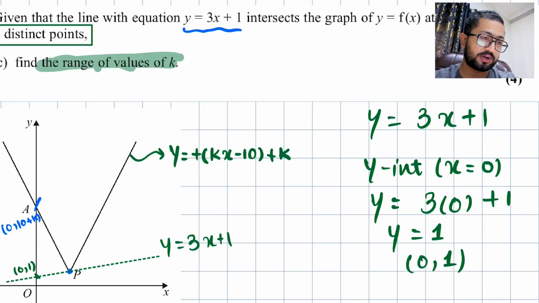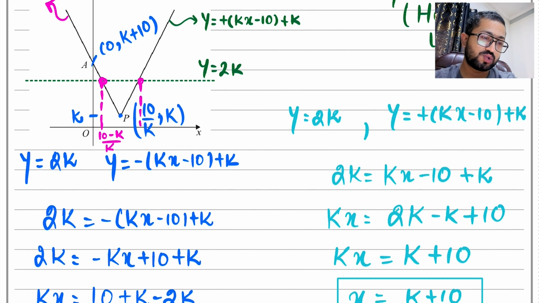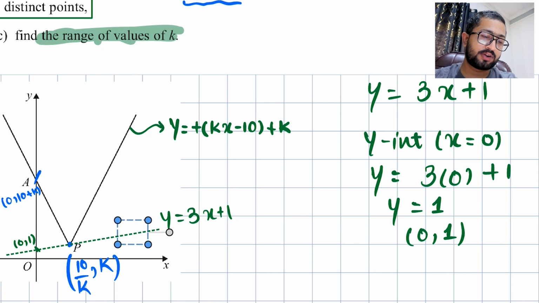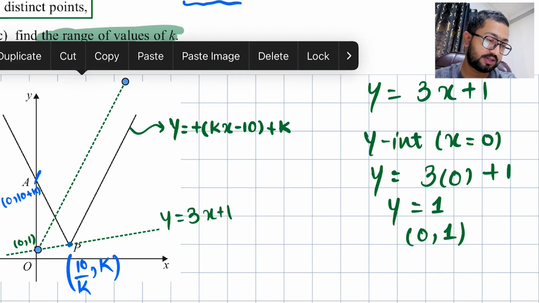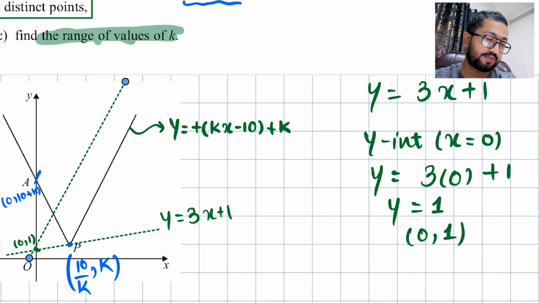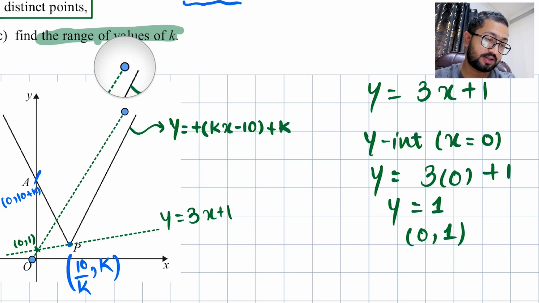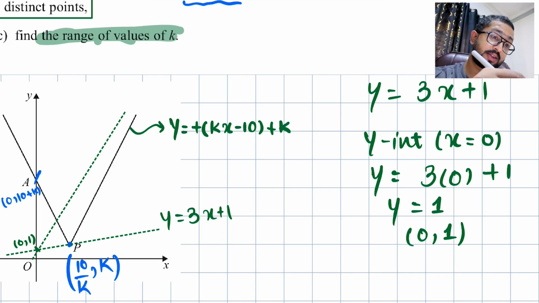What is the vertex point of the graph? 10 over k, k. And everyone knows the other possibility. I will describe again the reason behind that. I can make a graph like this, 3x plus 1. Maybe I can make a graph like this. So there are two possibilities. Let's talk about the first possibility, this one.